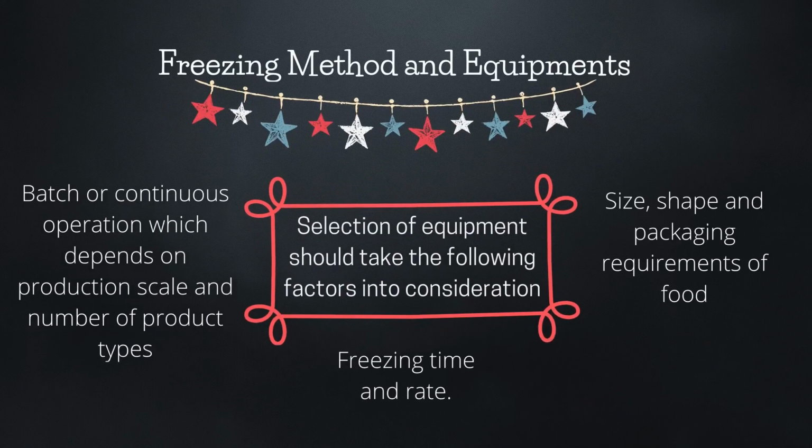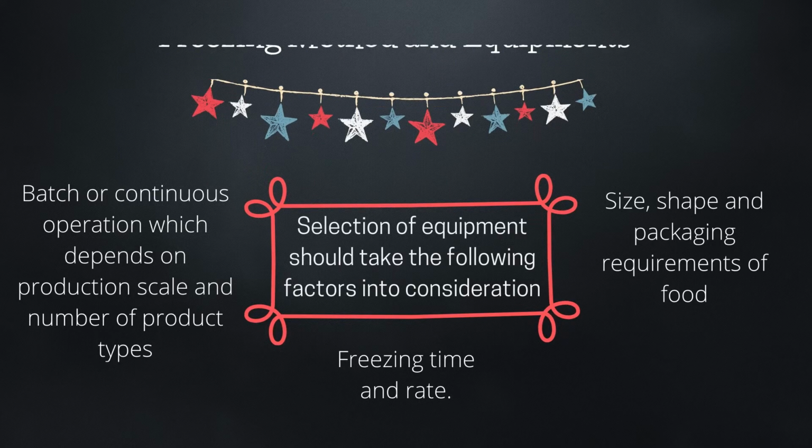Freezing methods and equipment. The selection of equipment should take the following factors into consideration. First, size, shape, and packaging requirements of the food. Second, freezing time and rate. Third, batch or continuous operation, which depends on production scale and number of product types.